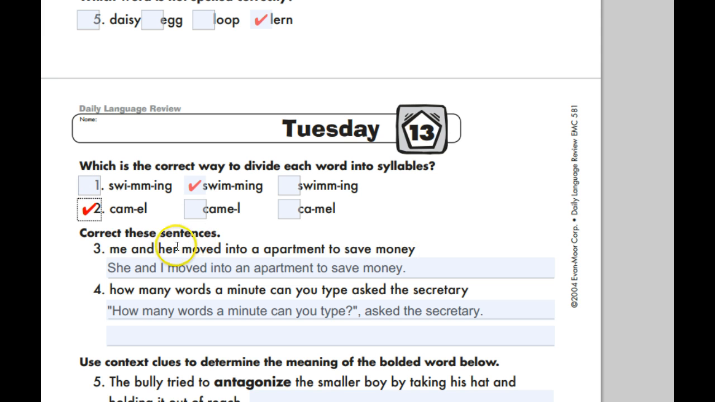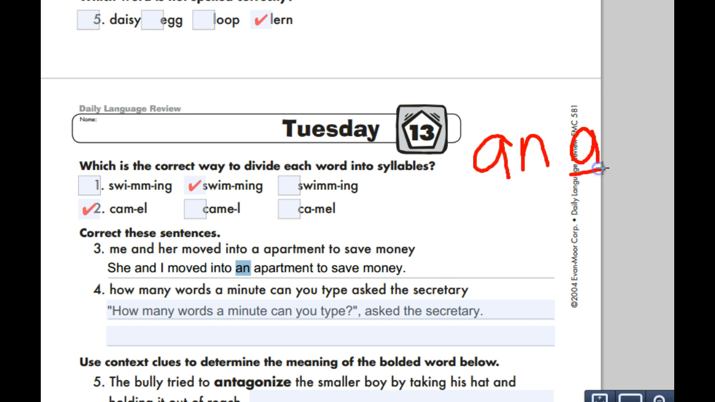Me and her moved into an apartment to save money. So there are quite a few things wrong here. First of all, me and her. We use her and me after the verb. Remember, we use that in the predicate. So we would say she and I. Okay? She and I moved into an apartment, because we use an when the following word starts with a vowel. An apartment starts with a vowel, so we cannot say a. To save money, period.